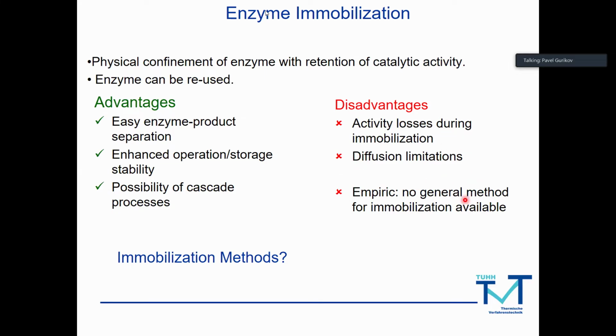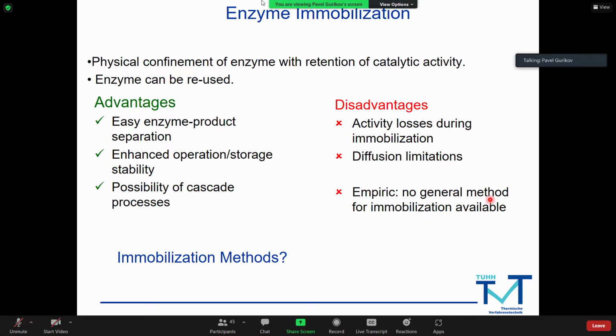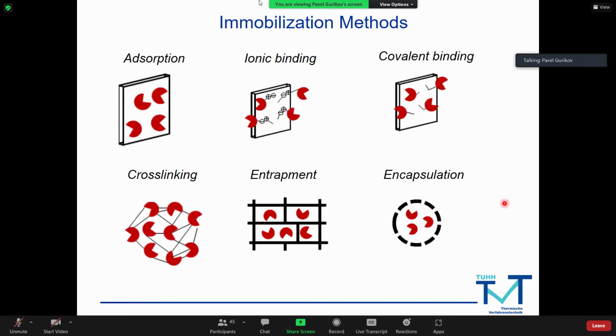And then, of course, you have to fight against some diffusion limitations. You have to fight against activity loss during the immobilization. And of course, there is no general method. Any enzyme you want to work with, and any matrix you want to put your enzyme in to immobilize it, require special treatments. So the process is mainly empiric.